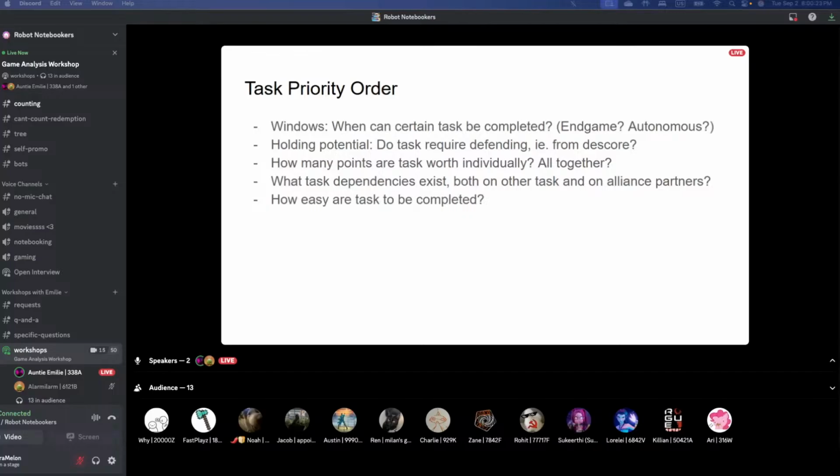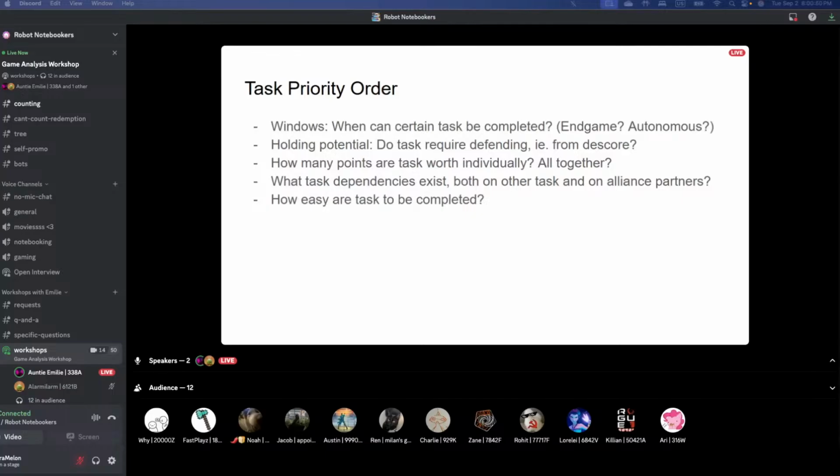And some other things you might look at, which I kind of mentioned previously, is how much is a task worth individually, and how much are they worth altogether. Parking is only worth 8 points, so maybe this is lower on your priority list just because you can get 25-ish points from a long goal.